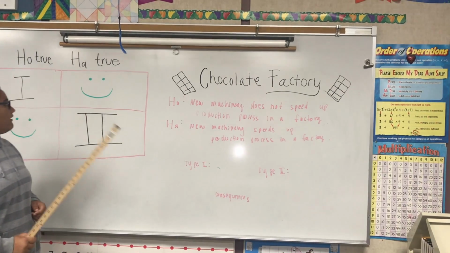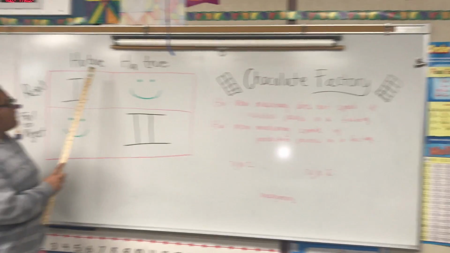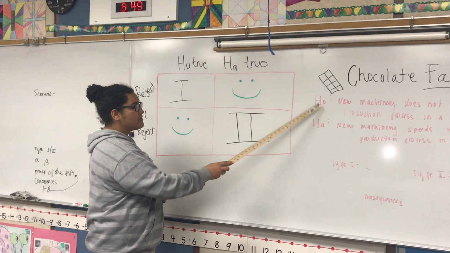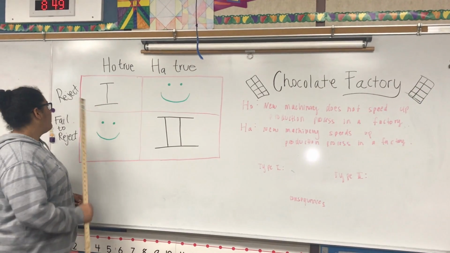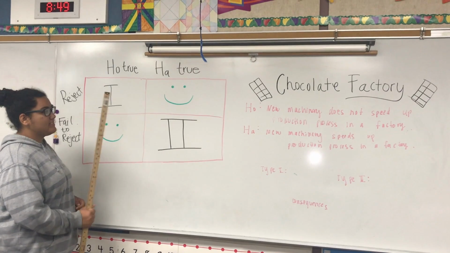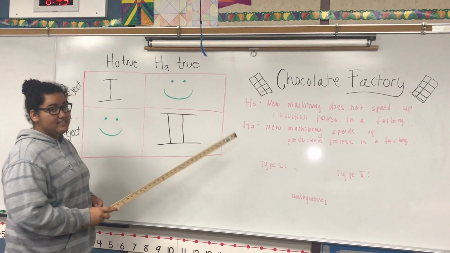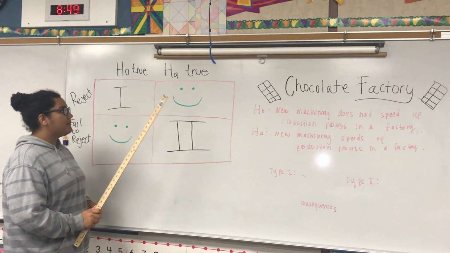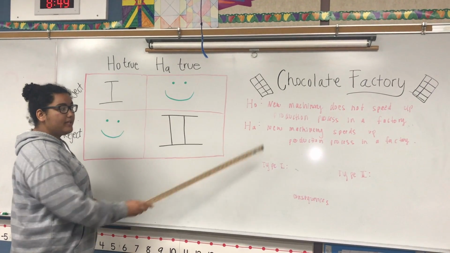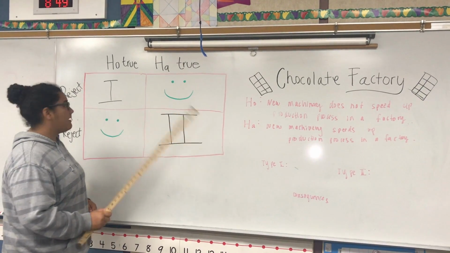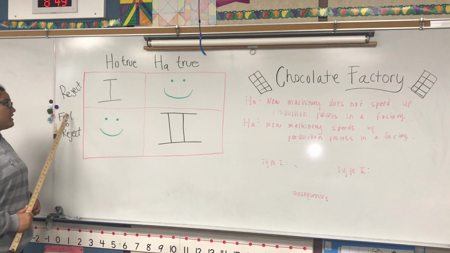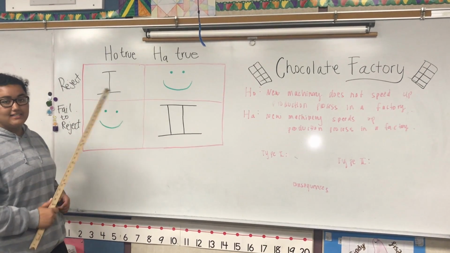A type 1 error in this case would be that the null hypothesis is true, so it does not speed it up, but we rejected the null hypothesis, saying that there's a possibility that it does speed up. Type 2 error would happen if the alternative is true, meaning that the new machinery does speed it up, but we fail to reject the null hypothesis, saying it does not.